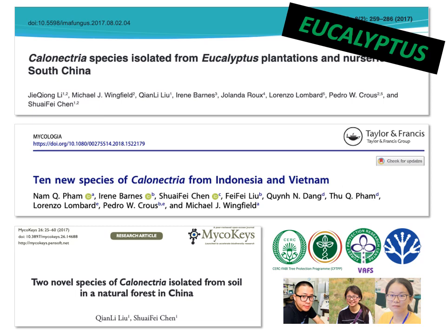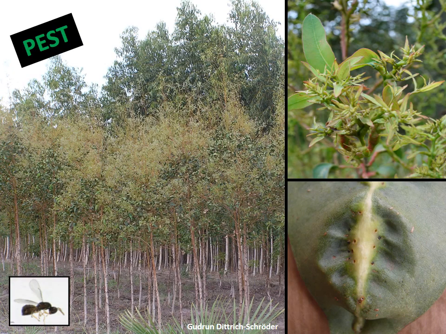But it goes further than this. We don't only look at species level, but also at a subspecies cryptic species level. And an insect example of this is Leptocybe invasa, that you all know very well, a gall-forming wasp of numerous eucalyptus species.